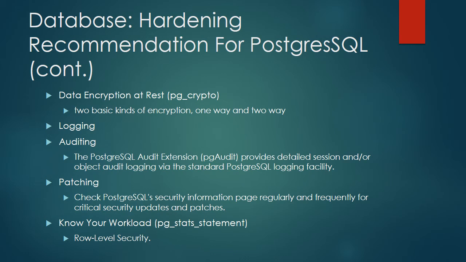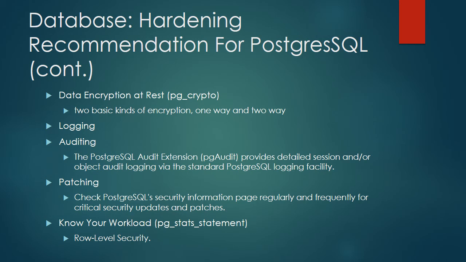Next, we're going to continue some of the hardening recommendations for PostgreSQL. First, we have, again, data encryption at rest. There are two basic kinds of encryption, one-way and two-way. In one-way, you don't ever care about decrypting the data into readable form, but you just want to verify the user knows what the underlying secret text is. This is normally used for passwords. In two-way encryption, you want the ability to encrypt data as well as allow authorized users to decrypt it into a meaningful form. Data such as credit cards and SSNs would fall in this category.